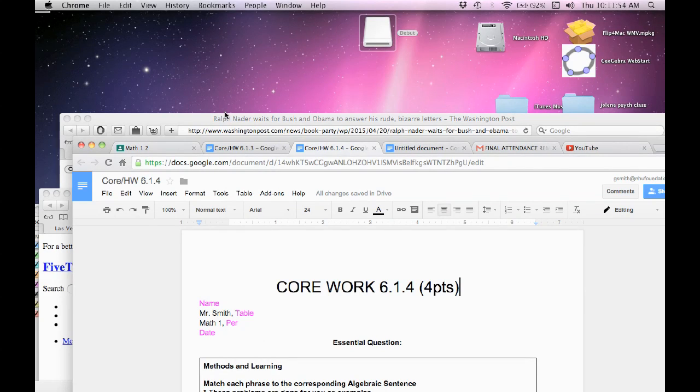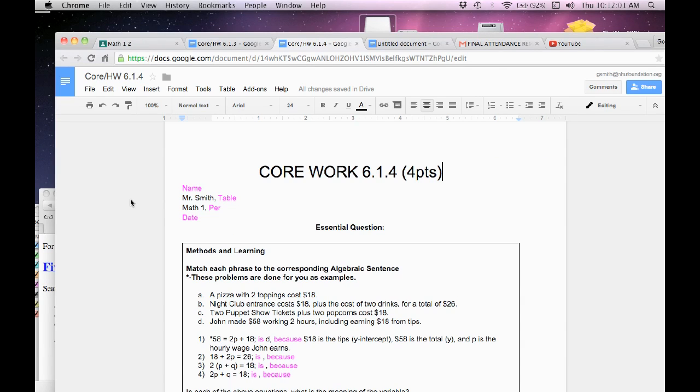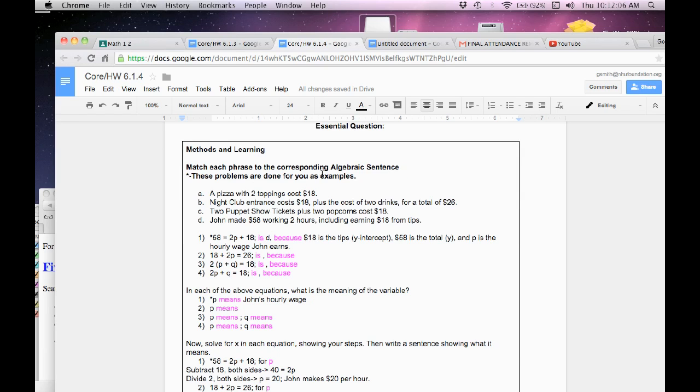Okay, we're going to be working on 6.1.4 right now, the methods in learning. It says, match each phrase to the corresponding algebraic sentence. And the asterisk says, these problems are done for you as examples.